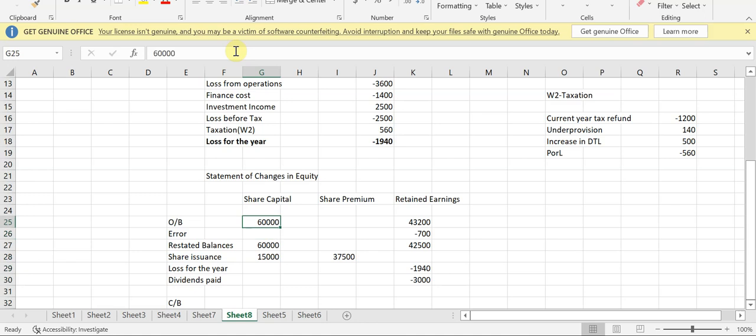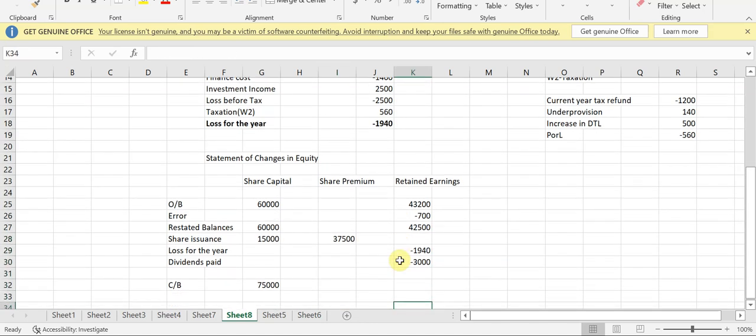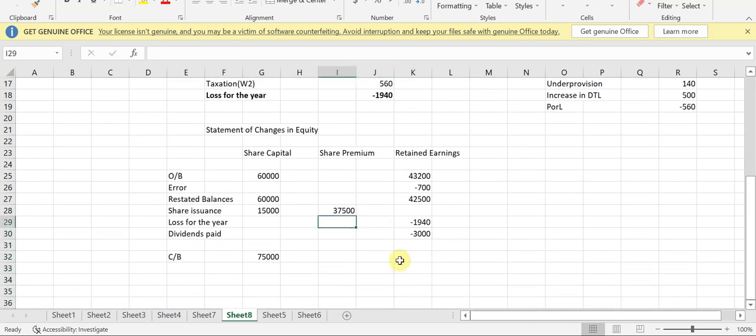Okay, now we can have the closing balances of the statement of changes in equity. So yes, from here we have 60,000. We have, just a minute. Okay, so yes, 37,500, and this one, so we have 37,560. So this was the statement of changes in equity.